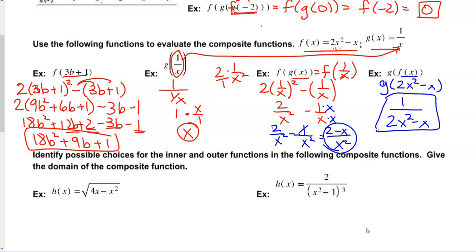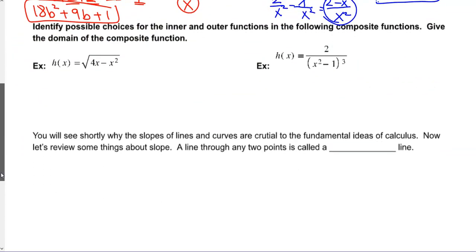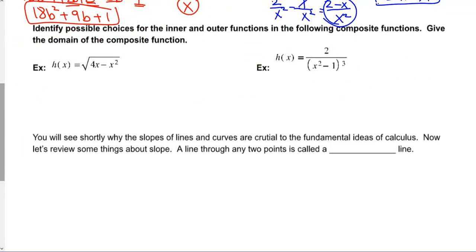Okay. All right. Very good. All right. Here's a twist to compositions. And then we will go into looking at some slopes and difference quotients and stuff when evaluating, which will help us when we get to derivatives. We're going to identify possible choices for the inner and outer functions of the following composite functions, and give the domain of the composite function.